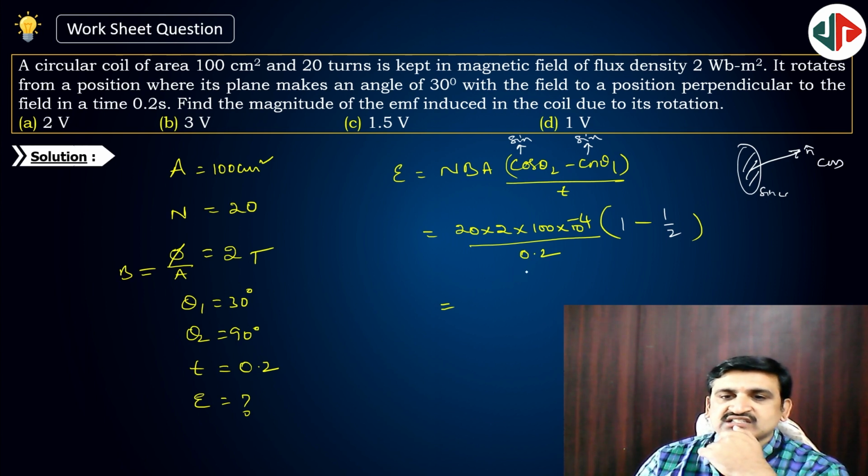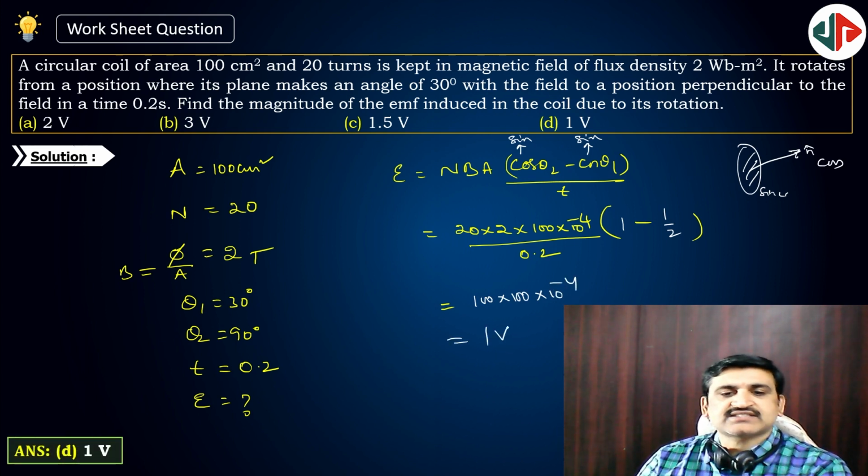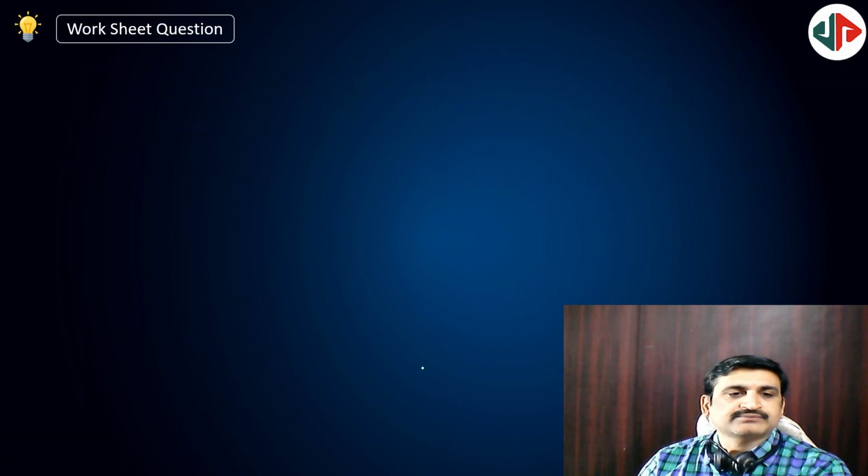And this is 1 by 2, the 2 will go. So 20 by 0.2 is 100, 100 into 10 to the power of minus 4. That's 1 only, 1 volt. Yes, so be careful in this aspect.